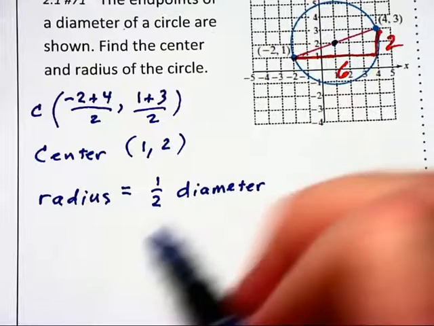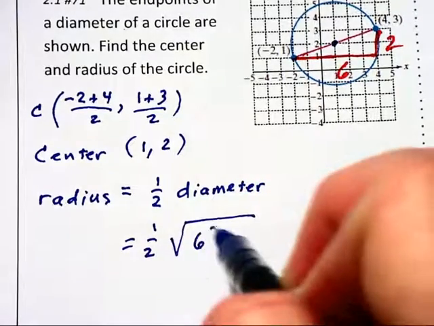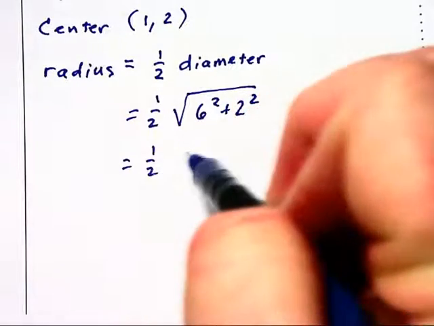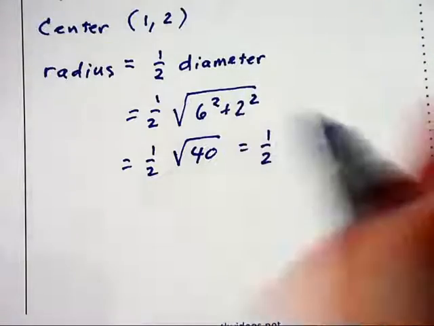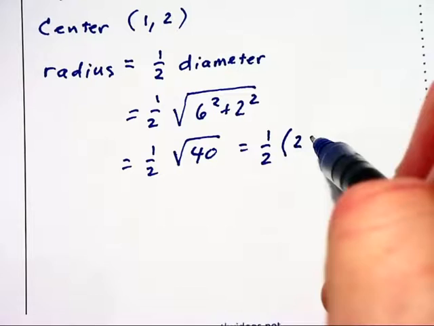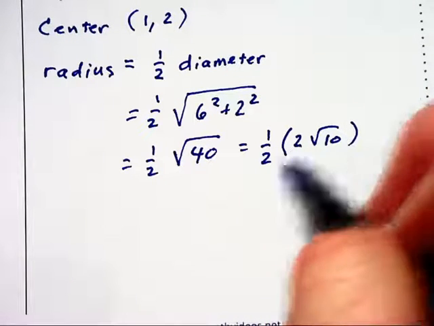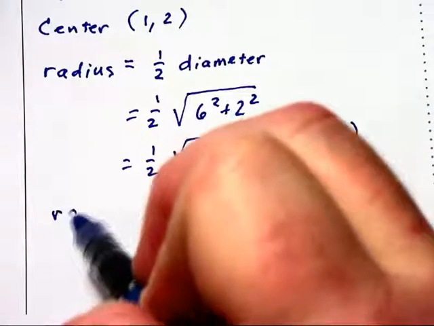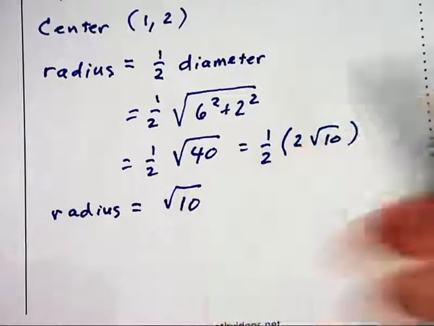Okay, let's see what I've got here. 1/2 the square root of 6 squared plus 2 squared. That becomes 1/2 the square root of 40. Now this 40 is a 4 times 10, which comes out as a 2 root 10. And so 2 times the 1/2, those cancel out. And it turns out that our radius is equal to the square root of 10.